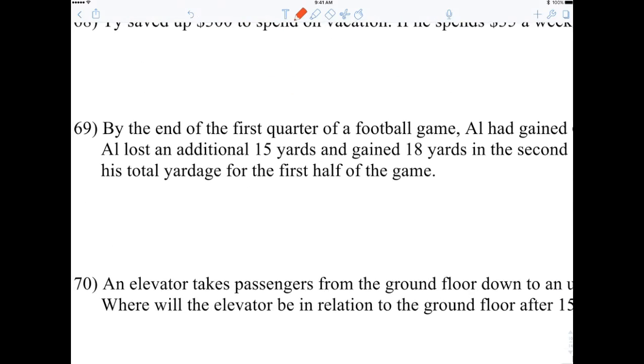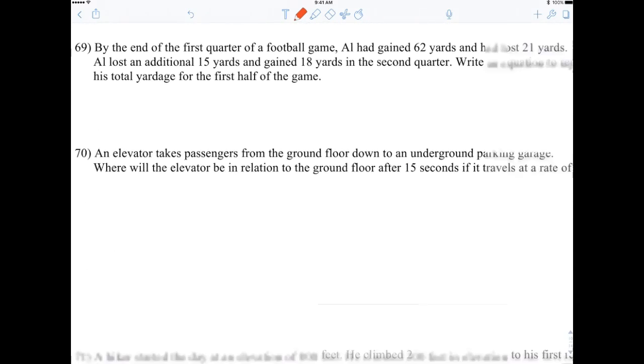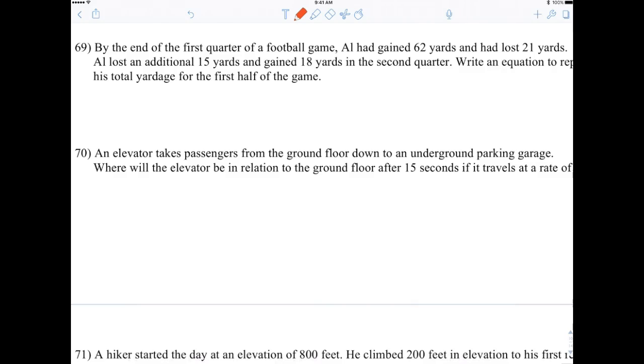All right, now let's look at 69. It says, by the end of the first quarter of a football game, Al had gained 62 yards. If he gained 62 yards, that means what integer? Gained 62. What is it? Plus 62. Exactly, plus 62. He lost 21.